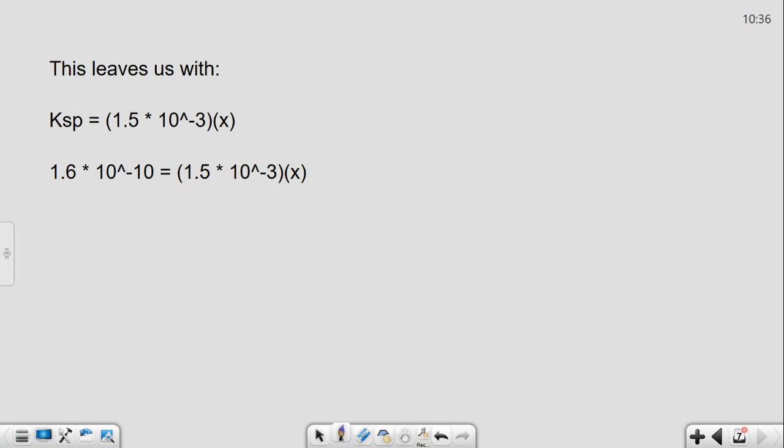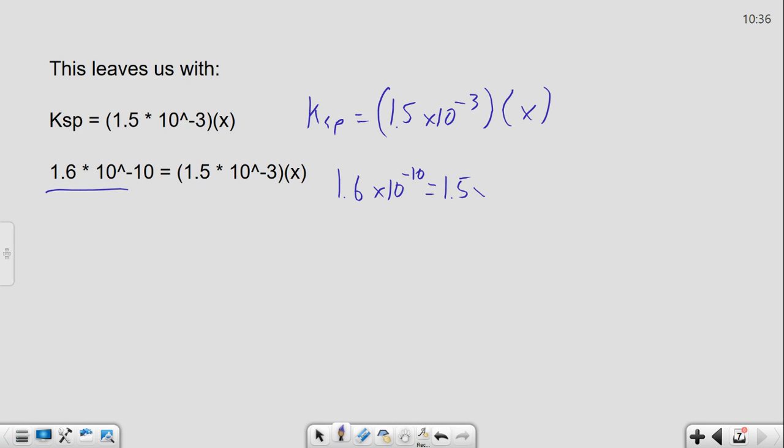Which leaves us with this. Let's just rewrite this whole thing. So KSP equals 1.5 times 10 to the negative 3. Usually it was 10 to the negative 3 plus x, but we're ignoring that x because it is so small, it will not make a difference to our final answer. So I plug in my value for KSP: 1.6 times 10 to the negative 10 equals 1.5 times 10 to the negative 3 times x.